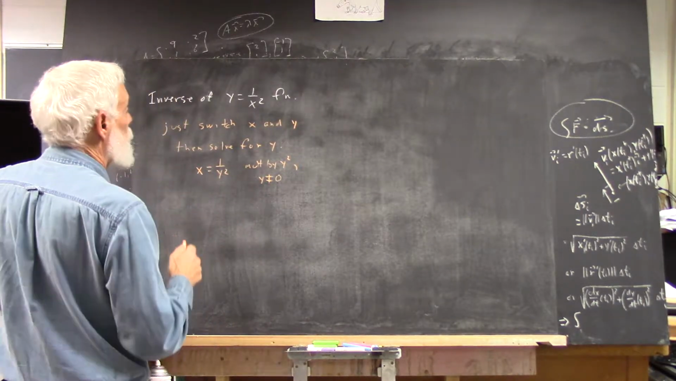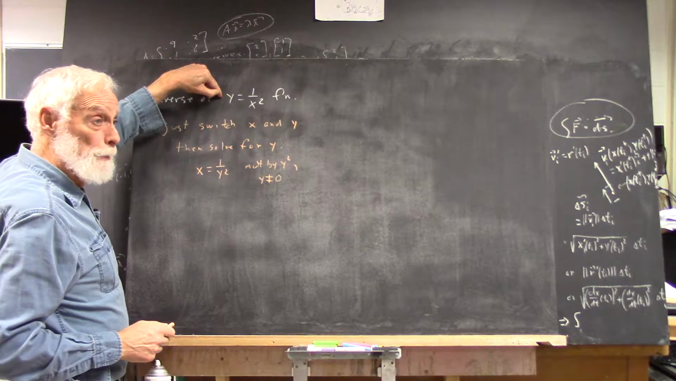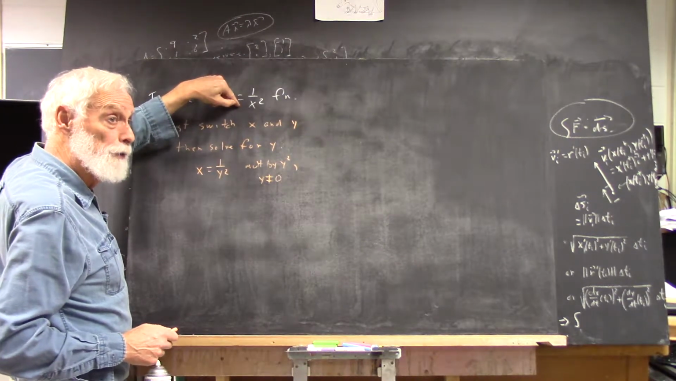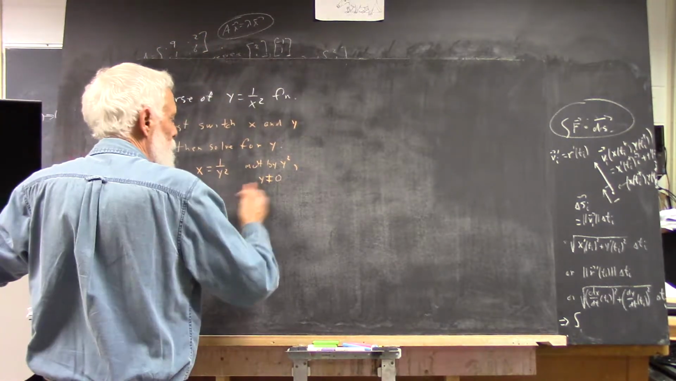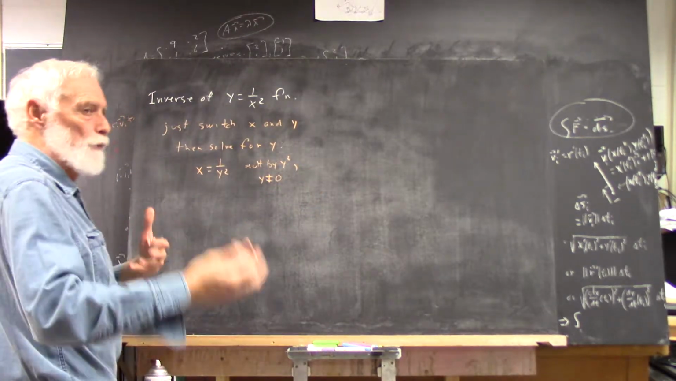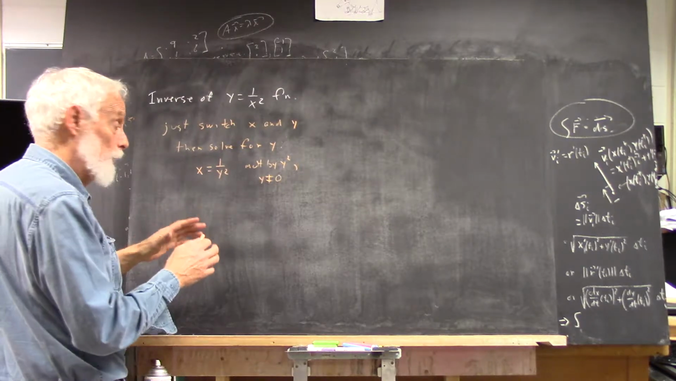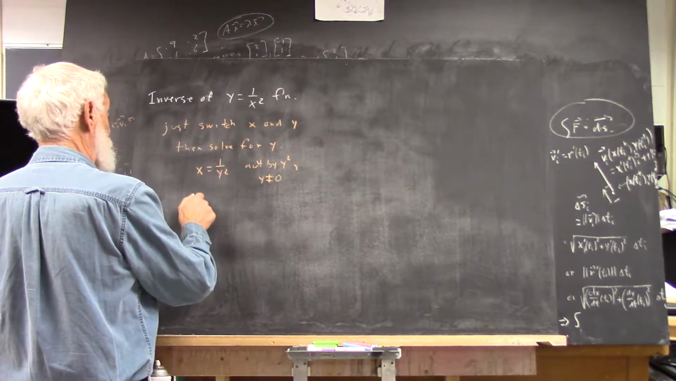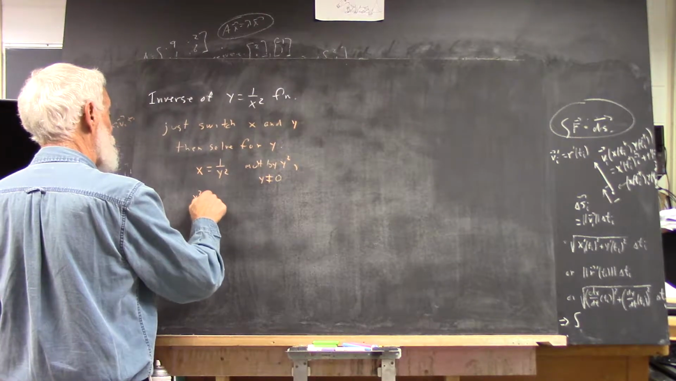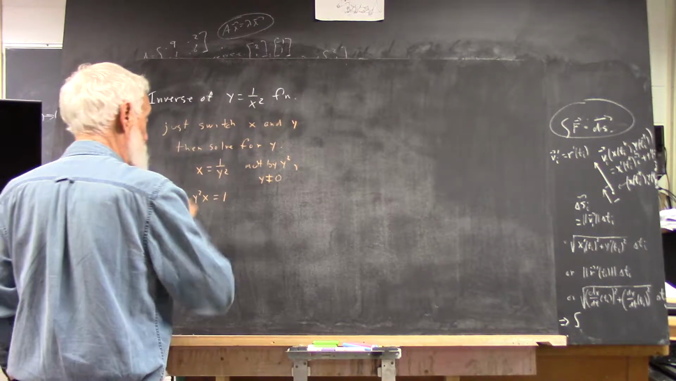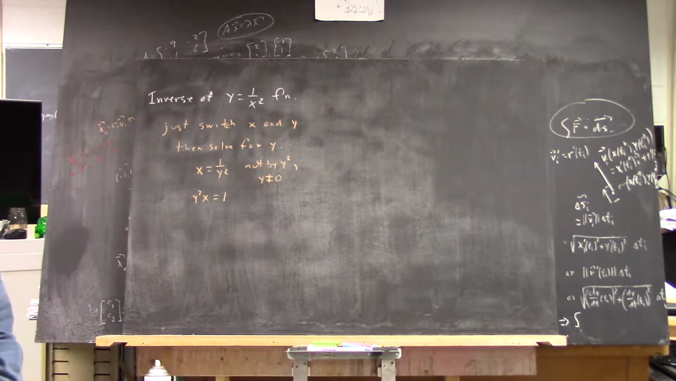And of course you know from up here that y is not going to be 0 up here either, because 1 over x squared is always positive. So it doesn't really throw a wrench into anything, but you want to note that. In good equation solving, you have to make that note. Okay, so you get y squared x equals 1. Okay?